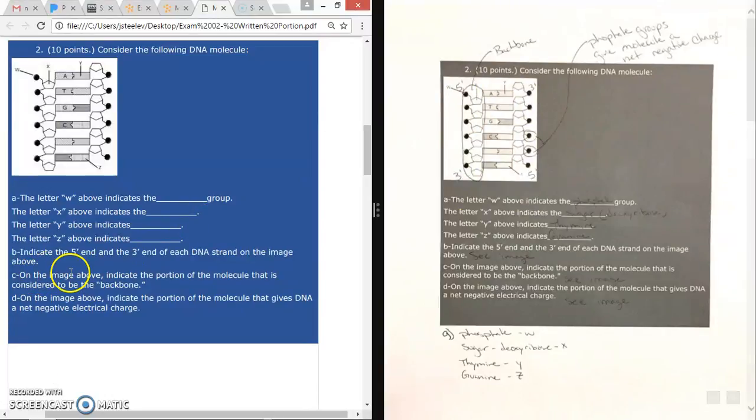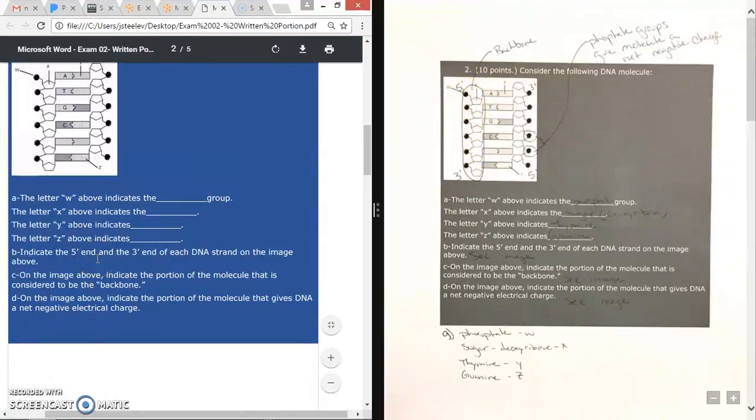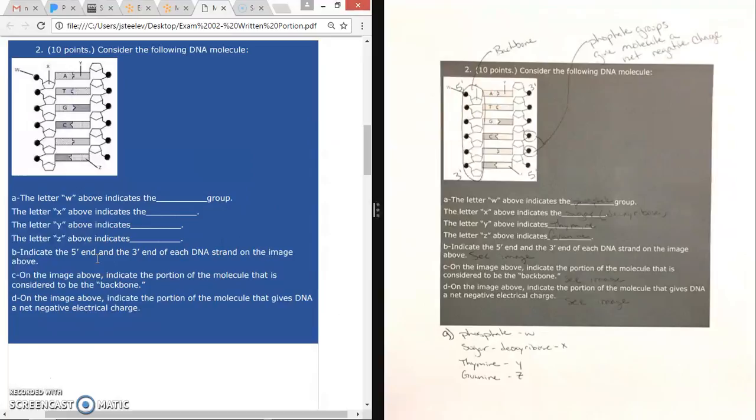So for C, on the image above, indicate the portion of the molecule that is considered to be the backbone. So the backbone is considered to be the phosphate and the sugar groups together, not just the phosphate or just the sugar, but both of them together. And on the image above for part D, indicate the portion of the molecule that gives DNA a net negative electrical charge. So that would be the phosphate groups that do that.